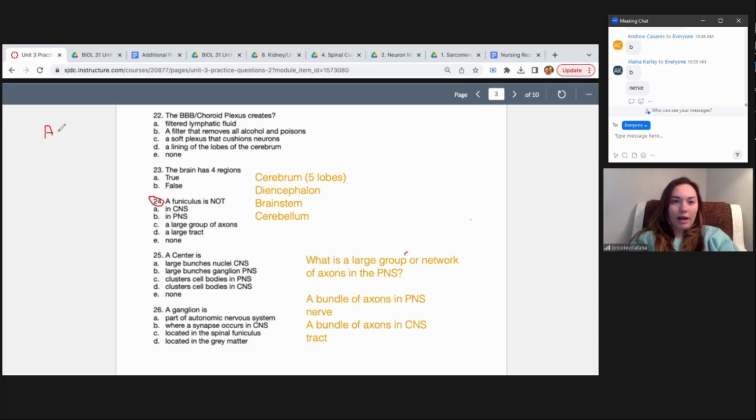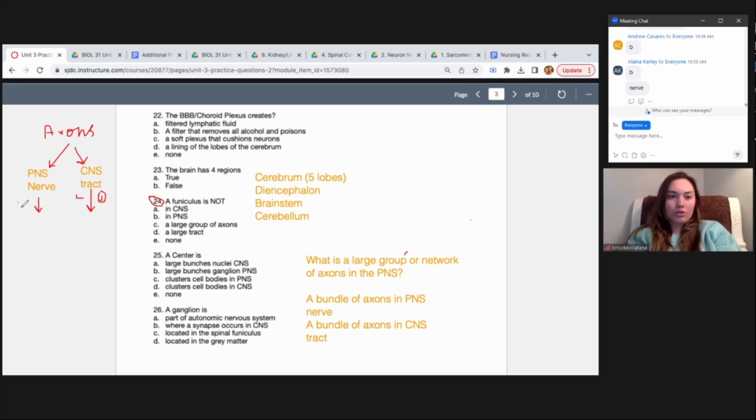So you have your axons. I'm going to just try to do this quickly, but this is something that you guys want to remember. A bundle of axons in the PNS is a nerve, in the CNS, a tract. But what about when we get a really large tract? So I'm going to put an L. And then a large nerve. A large nerve network is called a nerve plexus. A large tract is called the funiculus.